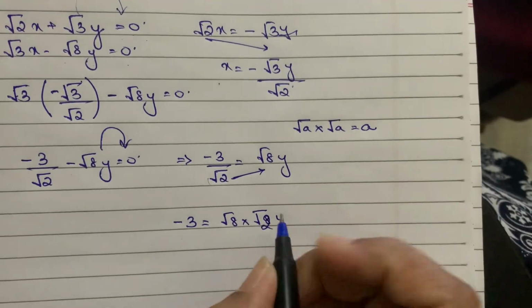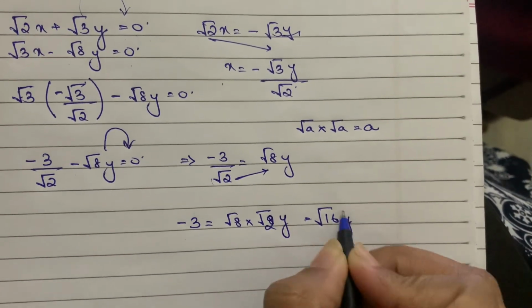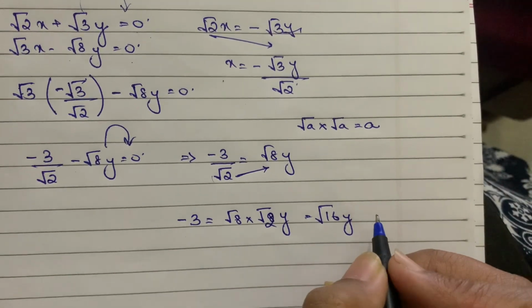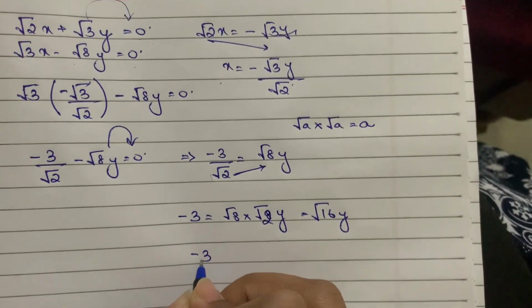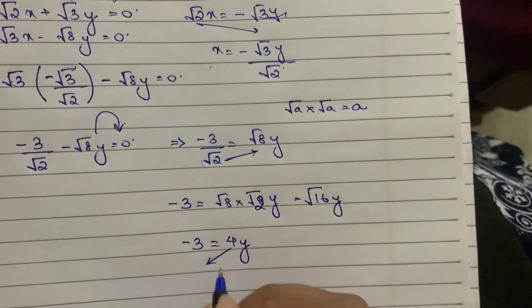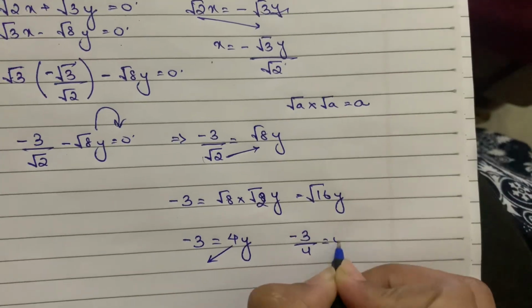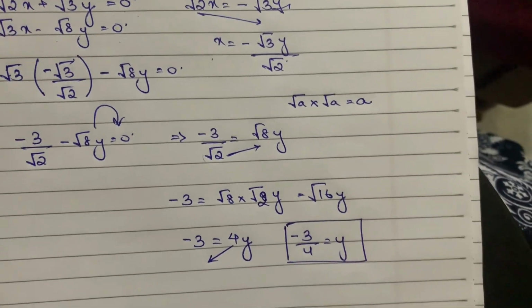This is 2, sorry. Okay, so that becomes root of 16 times y. Root 16 is 4. We know that already. Okay, so that is minus 3 is equal to 4y. If I bring this down, this becomes minus 3 upon 4 is equal to my y. This is my value for y.